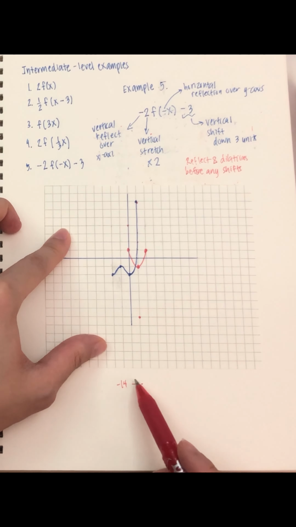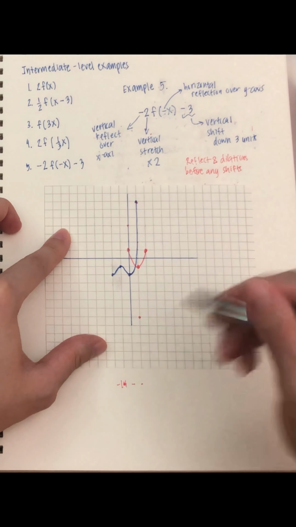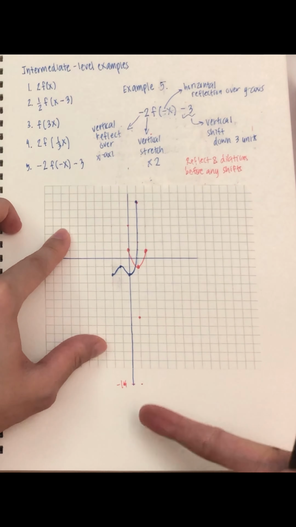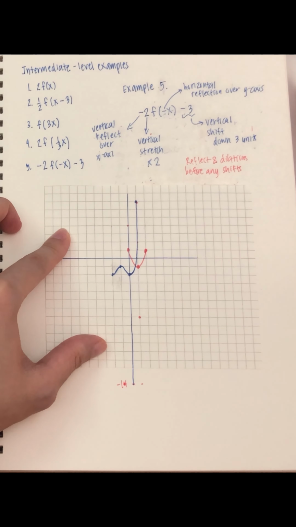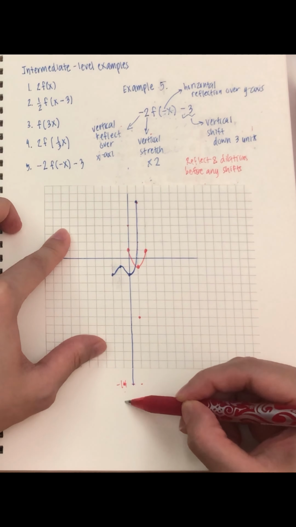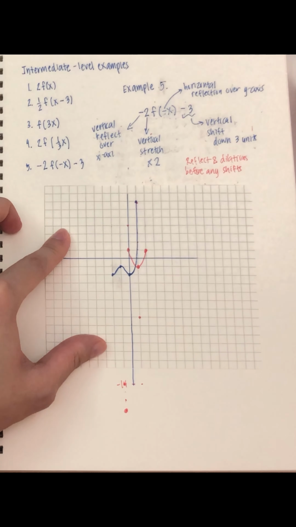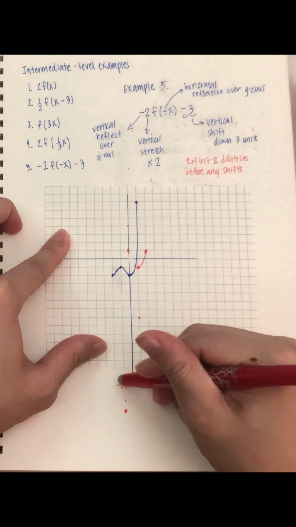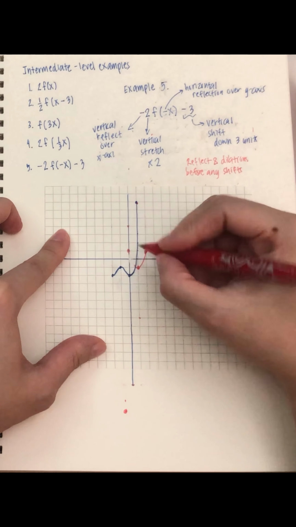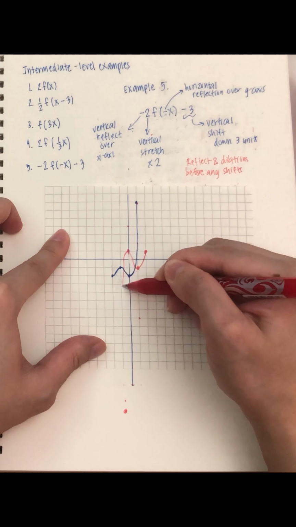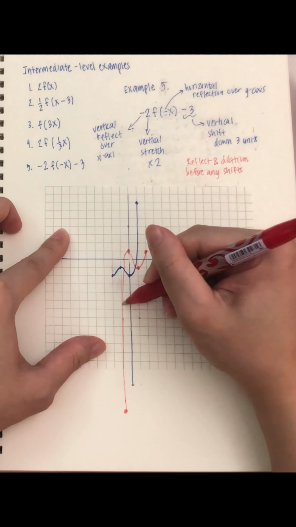Its horizontal distance is still 1, so it just reflects 1 unit. 1 unit from here, it reflects there. And lastly, shift it down 3 units. 1, I'm just eyeballing it, 2, 3. That's where it is. And how do we connect that to the graph? There. Okay.